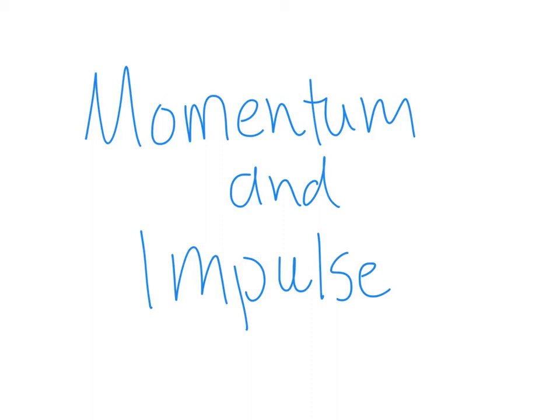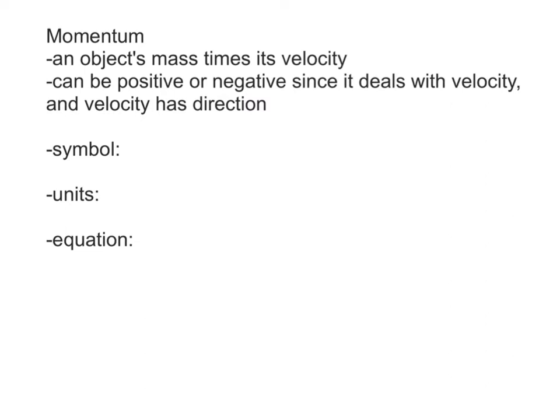What we're going to talk about in this video is very, very simple and straightforward, and then we'll eventually build up to the harder stuff. So momentum and impulse, let's start by defining those. Momentum is simply an object's mass times its velocity. It can be positive or negative since it deals with velocity, and velocity has direction. In other words, you can have a negative momentum if your velocity is either going to the left or down.